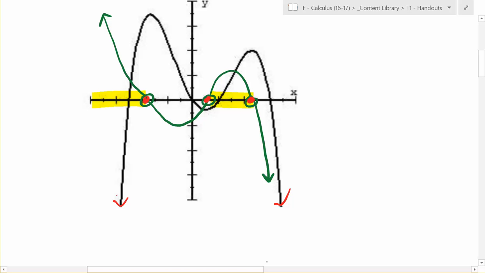What are some interesting points on the derivative? The x-intercepts of the derivative are interesting because you use those to nail them down. But what points have we not labeled that would be interesting to find? The y-intercept? That could be one. Where else? The peaks.